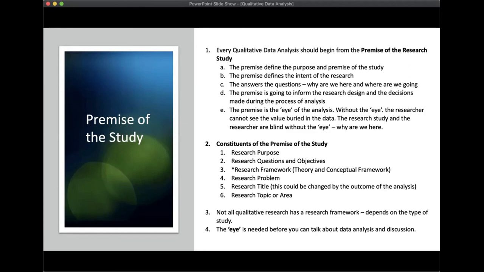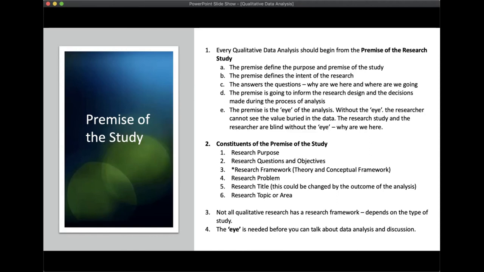Without the eye, the researcher cannot see the value buried in the data. The research study and the researcher are blind without the eye, and that's why we are here. So when you are starting any qualitative data analysis, the first question that you have to answer is, why are we here? Why are we here? The question that defines the constituents of the premise of the study.